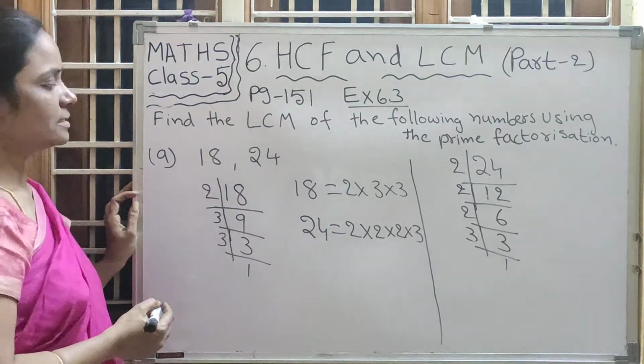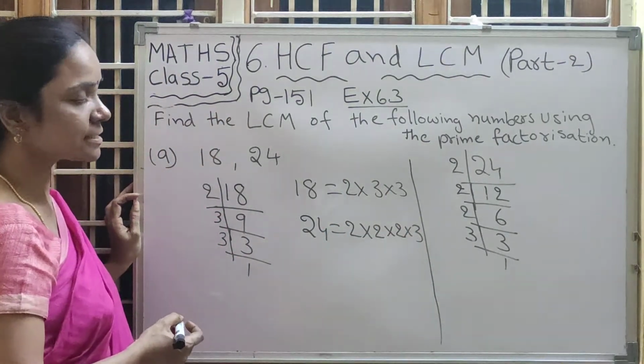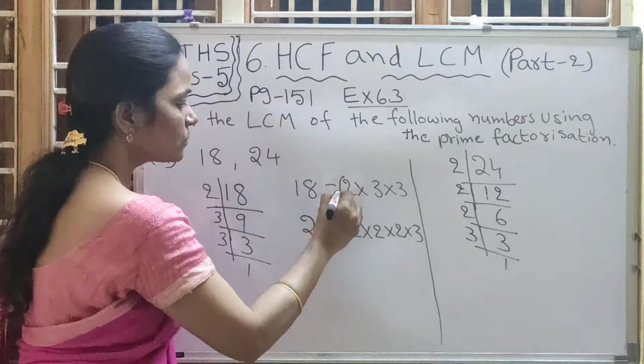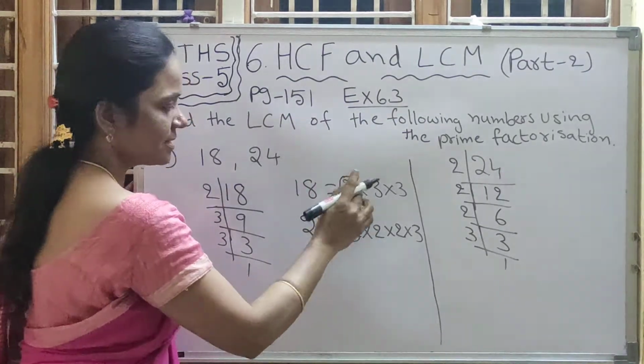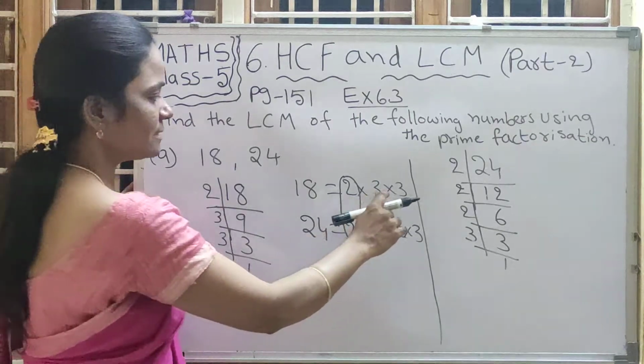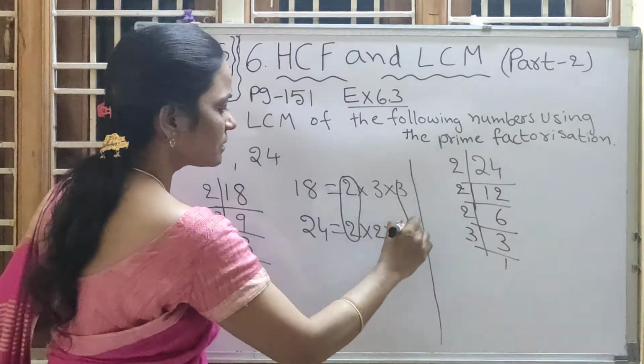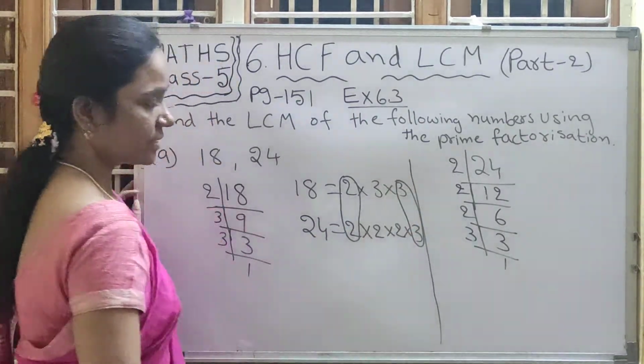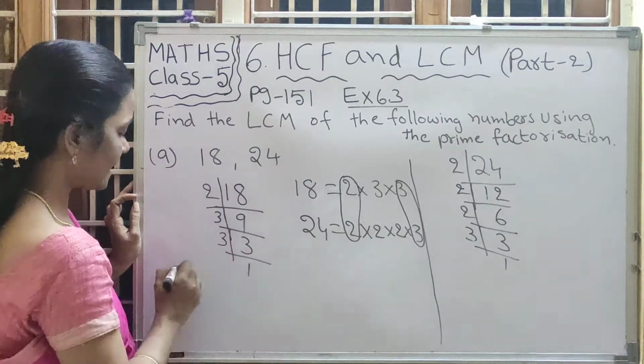Okay? Yes, now what are the common factors? Circle them first. 2 is common. Okay? Next, 3 also common for one time. Okay, now I am going to write LCM.